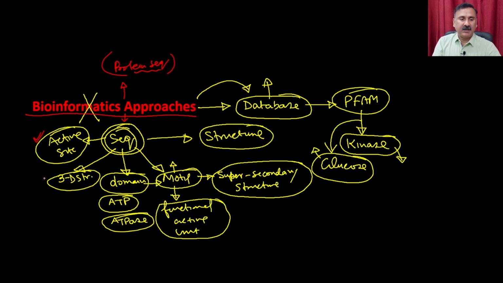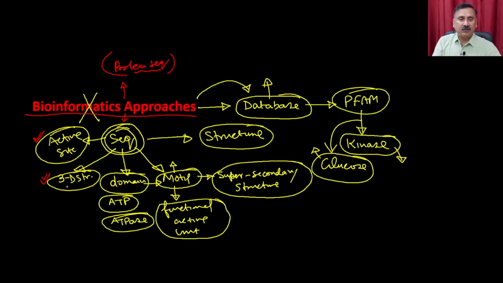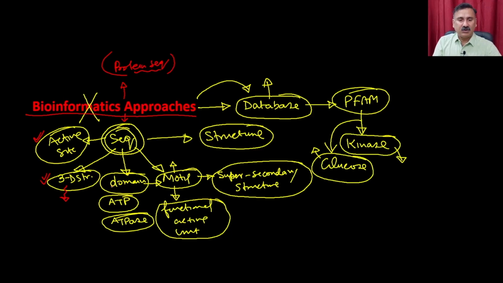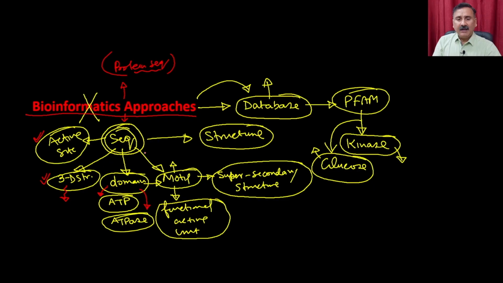Taking these things, you can build three-dimensional structures, and the three-dimensional structure will allow you to visualize the 3D structure or the active site. You can also take this sequence and identify the domains. You can say whether there is an ATP binding domain present in that particular sequence or not, whether this domain has ATPase activity or not, because this sequence forms the domain which is the ATPase domain in other proteins. And then you can also identify the different types of motifs in this particular sequence.